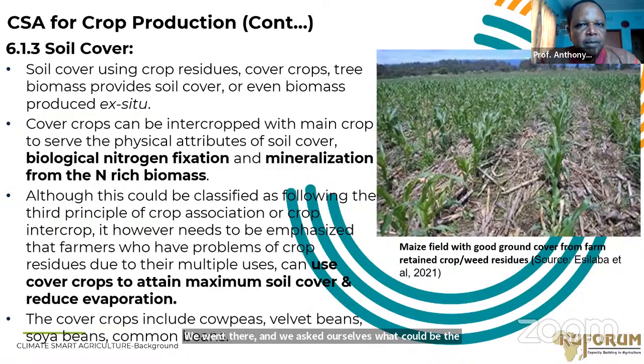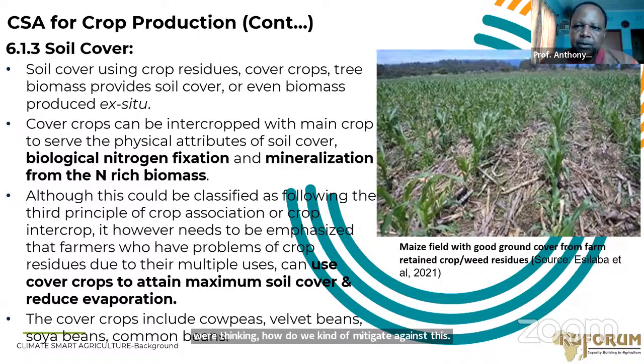The major problem was the winds that come during the months of June and July. They come from the Indian Ocean and they blow so strong that even the crops tend to lean away from the wind, and they carry away all the moisture that is in the soil, creating a kind of soil moisture deficit. So we were thinking, how do we mitigate against this?